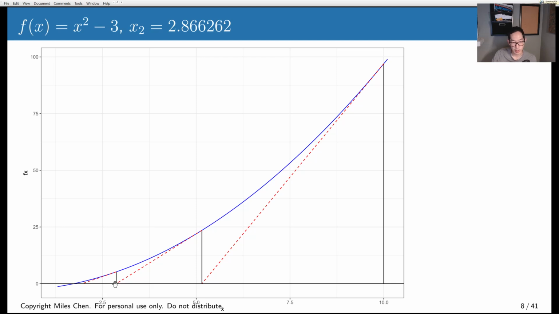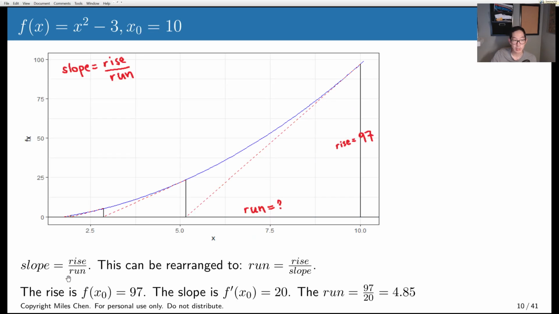2.866. I plug that in, and I ask, what is the value of the function? It's right up here. And then, what's the tangent line at that location? It's this red dotted line, and it takes me down to here. So you can see if I follow this over and over again, we're going to get a value pretty close to the root. At this point, the function is close to being linear here. If you zoom in, it's not exactly linear, but it's pretty close to it. And so this is going to get us very close to where the root is, where the function crosses the line, okay?